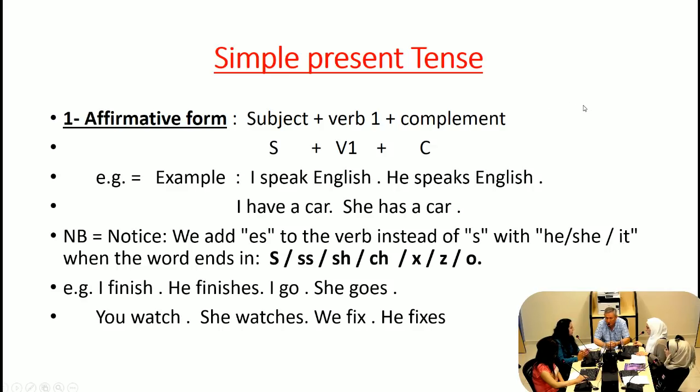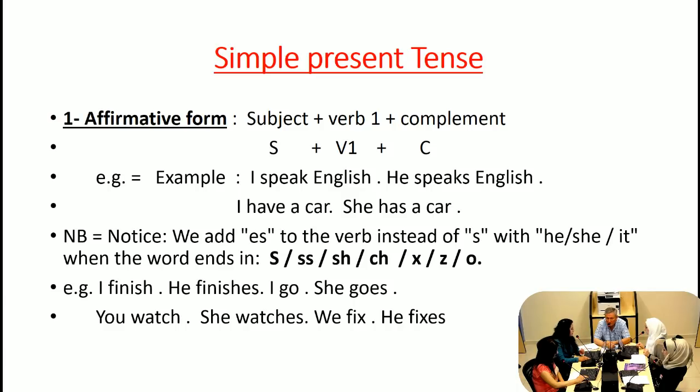Of course, this has a car is not present perfect. This is present simple because we don't have a past participle. Here it is a main verb. Notably, we add es to the verb instead of s when it finishes with one of these letters: s, double s, sh, ch, x, z, and o.